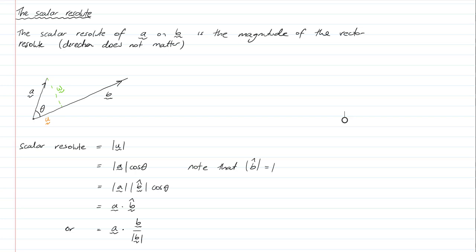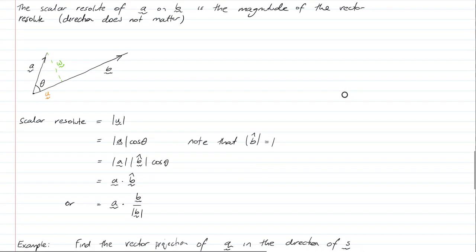The scalar resolute of A on B is the magnitude of the vector resolute. So I've used that word vector resolute there. So basically we're just saying we want to know what the magnitude of U is, and we discard the direction, which is a bit of a shame because the direction is the easy bit, we already know B. So let's have a quick look at what that means.